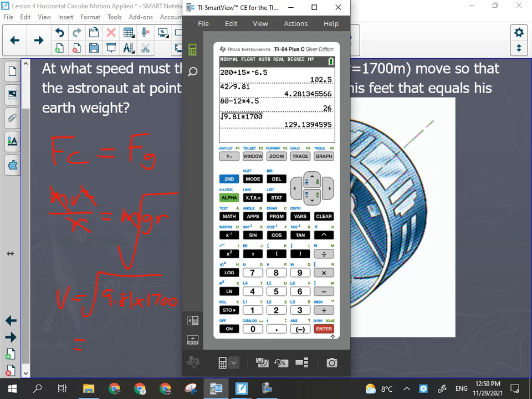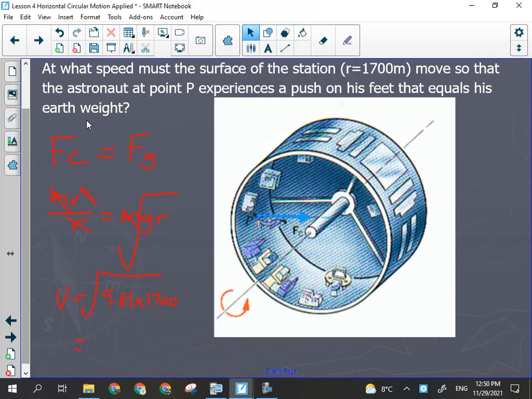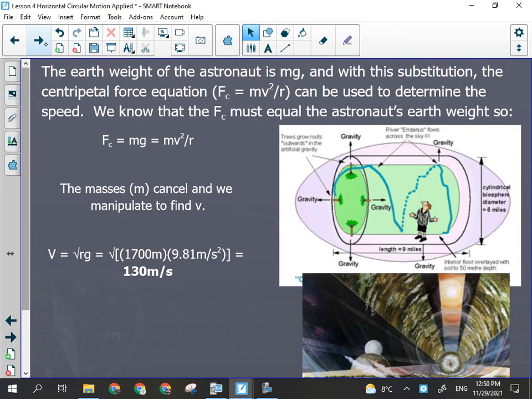You're either going to be asked to solve for the radius of the space station or the speed of the space station, and you just have to understand that FC equals FG for artificial gravity. They're not terribly different. So that's what we just did there.